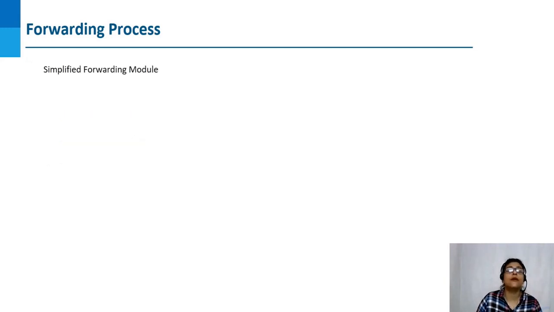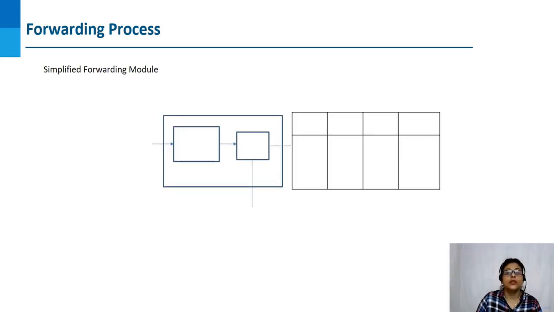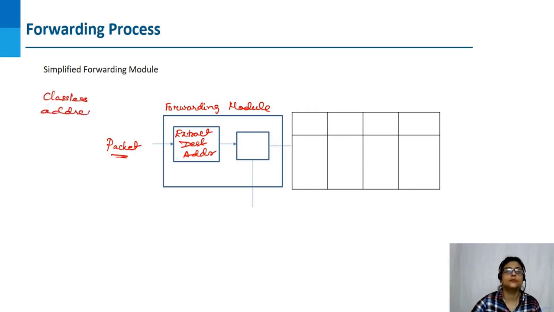Let us understand the simplified forwarding module. So this is the nature of the simplified forwarding module. We have the packet coming from one side. This packet basically goes to extract the destination address, because we must understand here that we are using the classless addressing technique, because classful address is a part of classless addressing. Here we assume that the host and the routers use classless addressing. For classless addressing, the destination address must be extracted by using the masking technique.